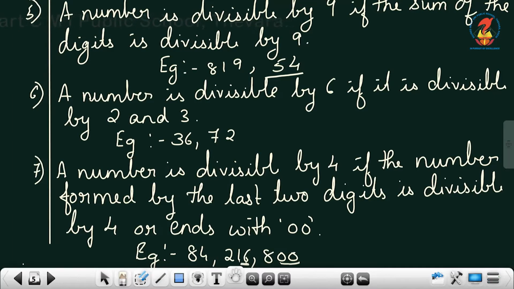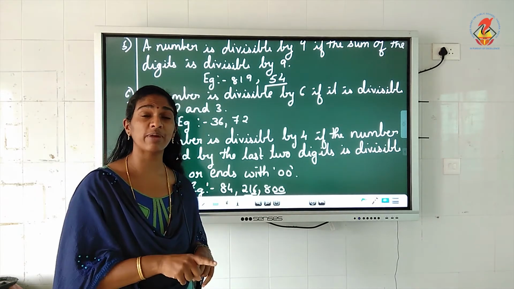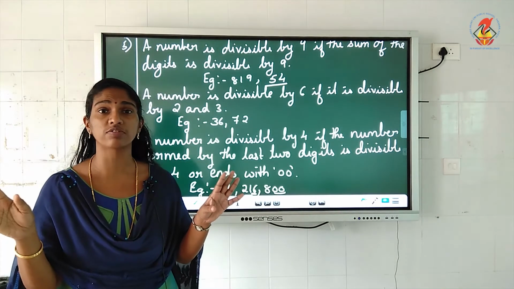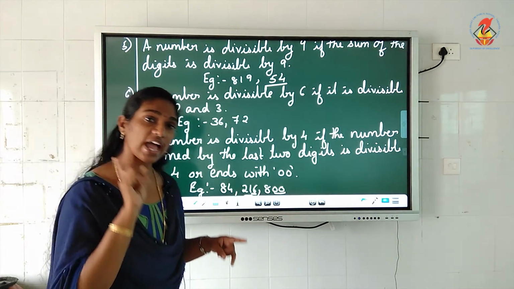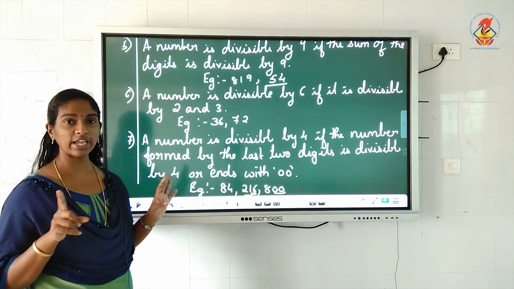Then how to check a number is divisible by 6? If it is divisible by 2 and 3. Now, if it is divisible by 2 and not divisible by 3, then it is not divisible by 6. Okay children? It should be divisible by 2 and 3, then it is divisible by 6.